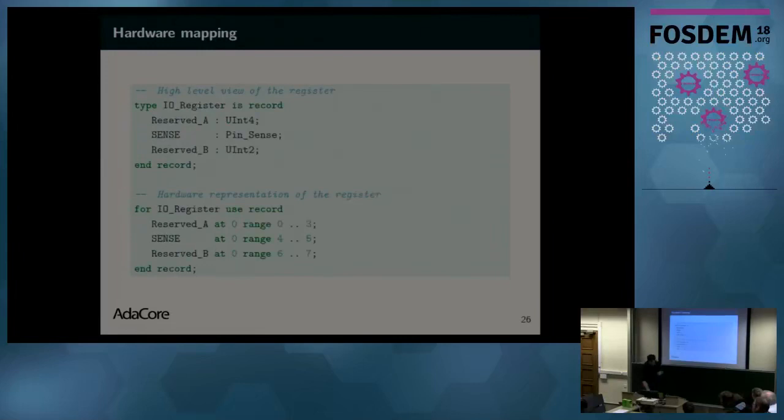Next, we go to the register itself. Again, same thing. We have the high-level view and the low-level view. So we have the first reserved field of the register. We then define our sense field and the second reserved field. And as Jean-Pierre showed as well in his presentation, here you define the hardware representation, and so you define the exact position of each field. And as you can see, this is really exactly what is in the documentation.